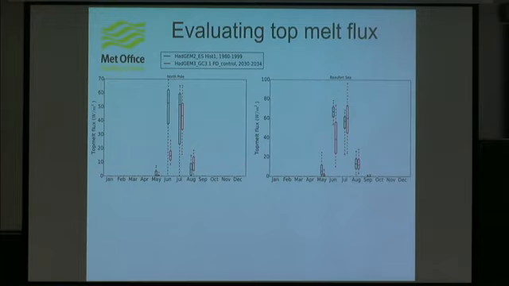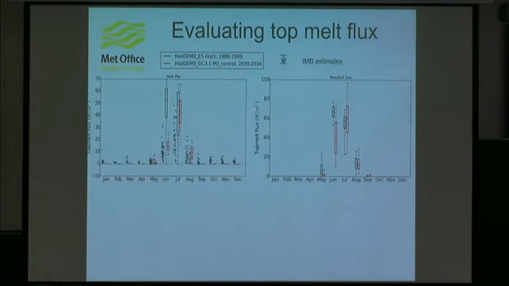So, this is the situation. Let the ice mass balance buoys adjudicate. So, we add in our distribution of calculated top melt fluxes from the buoys to this, and they come down fairly firmly on the side of HadGEM3. They appear on the surface inconsistent with HadGEM2.